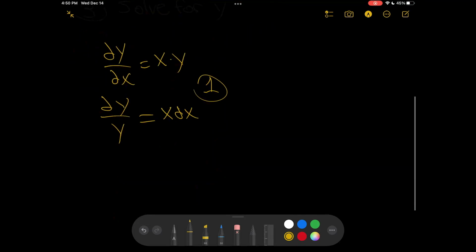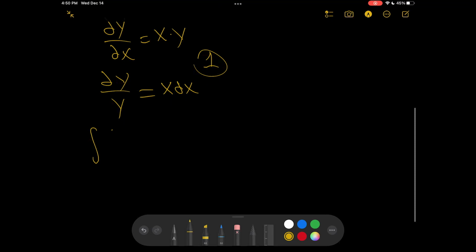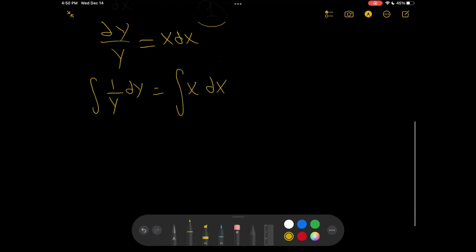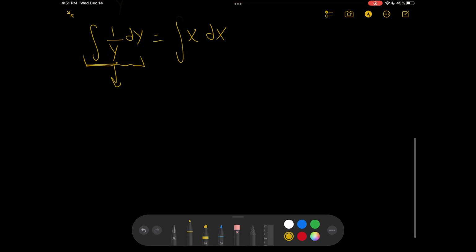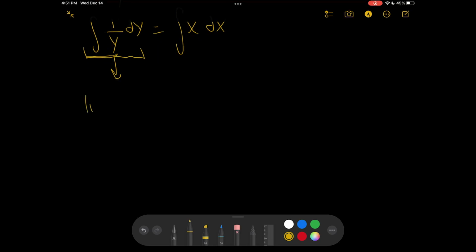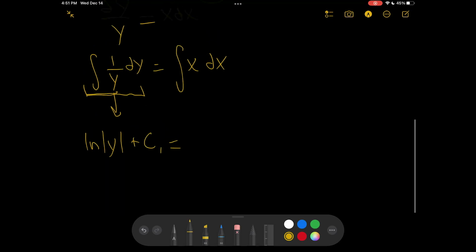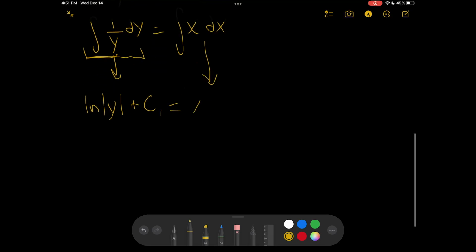Step 2 is going to be to integrate both halves of the equation. So this will be the integral of 1 over y dy is equal to the integral of x dx. Let's integrate the left-hand side of the equation first. This is just a property from calculus. The integral of 1 over y is the natural log of the absolute value of y plus a constant. We'll just call this c1. And then the integral of x is going to be x squared over 2 plus another constant.